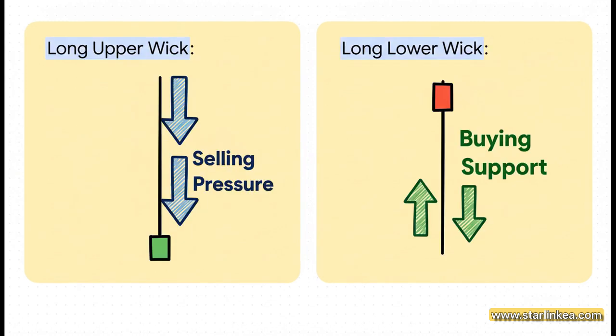The wicks are just as important. They tell the story of what happened at the extremes. So a long upper wick, that tells you the buyers tried to push the price way up, but then the sellers came in and just slammed it back down. That's what we call selling pressure. And on the flip side, a long lower wick means the sellers tried to tank the price, but the buyers weren't having it. They rushed in and propped it up. That shows you there's strong buying support.